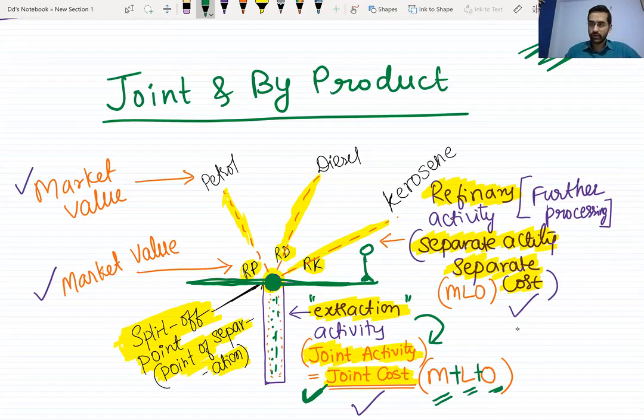It is crude, we have to segregate. You will have raw petrol, raw diesel, raw kerosene, correct? You are standing here, this is the earth level, ground level. Once you extract them, first thing that you do is you separate them. The point where you separate them is called split off point. Another name is point of separation. Name itself tells you point of separation. You are separating them, right?